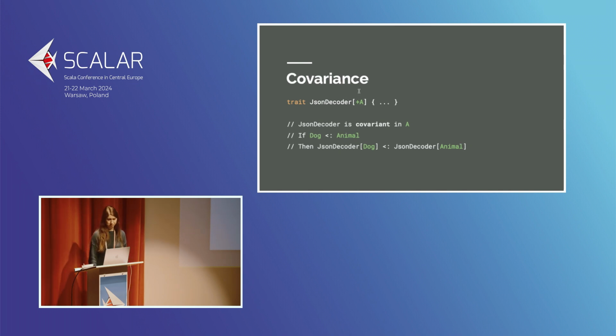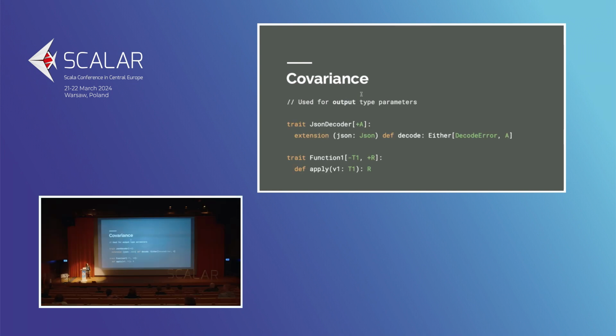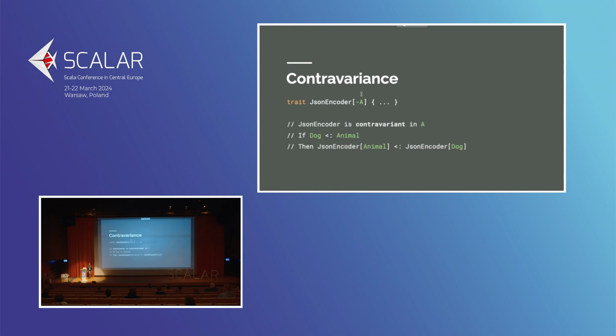Covariance, you add the little plus sign in front of your type parameter, and covariance just takes whatever relationship exists within A, lifts that right into your type class. And it tends to be used for output type parameters. So you'll encounter it in decoders or in function outputs.